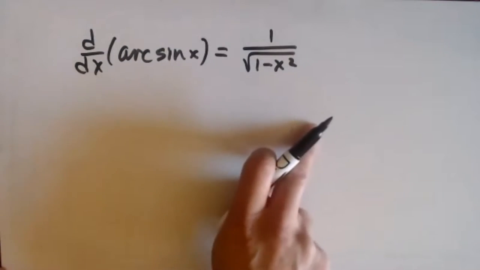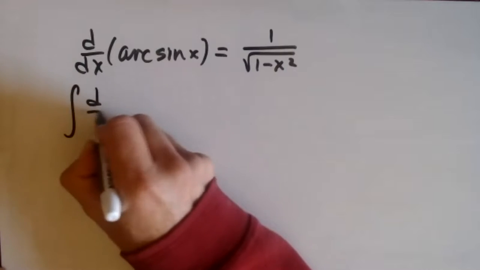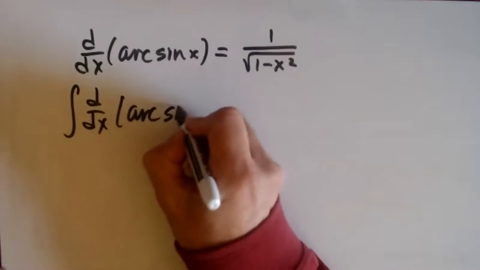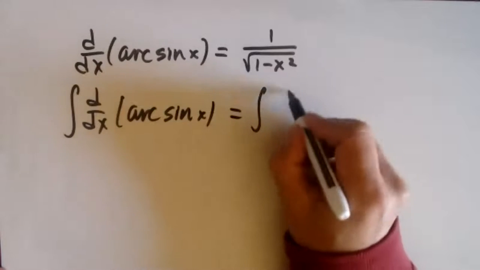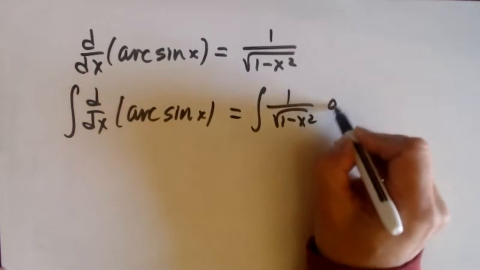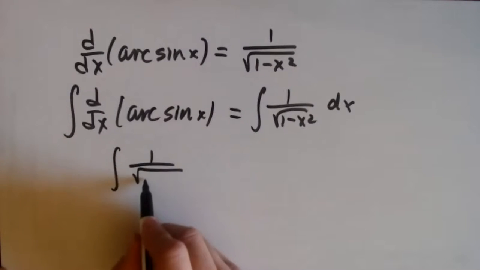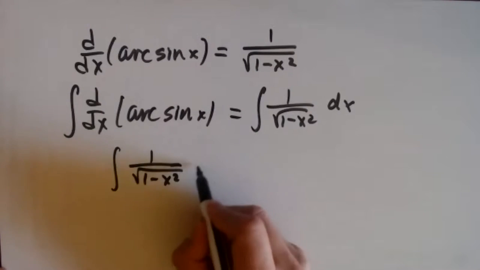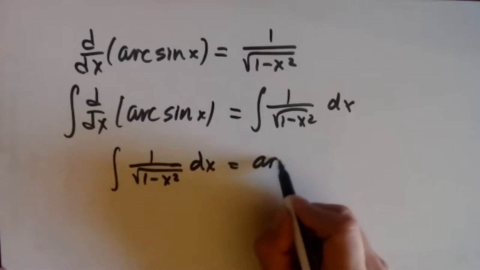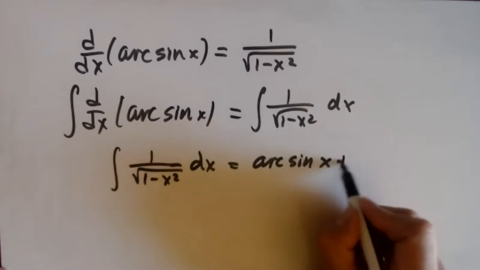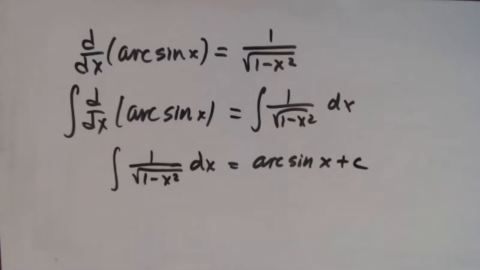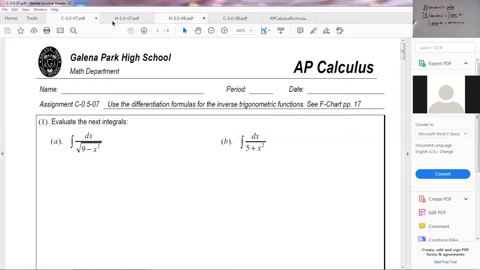So if we take the integral on both sides, the integral of d/dx of the arc sine of x equals the integral of 1 over the square root of 1 minus x squared dx. These two cancel out, and we find that the integral of this inverse radical function is the arc sine of x plus a constant, correct? All the other formulas are obtained the same way, so you can see those formulas in your formula booklet. Right here, you see the formula booklet.